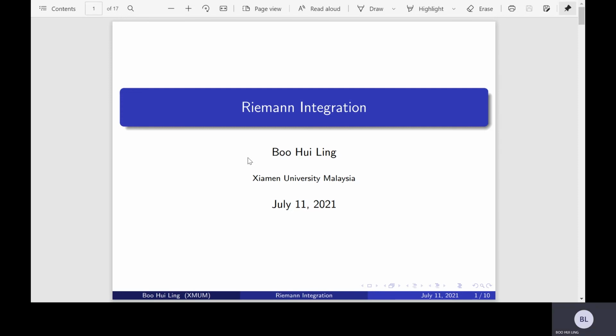The Riemann integral is the simplest integral to define, and it allows us to integrate every continuous function as well as some discontinuous functions. So in this presentation, I would like to discuss one question about this Riemann integral. Without wasting time, we now move on to question one.